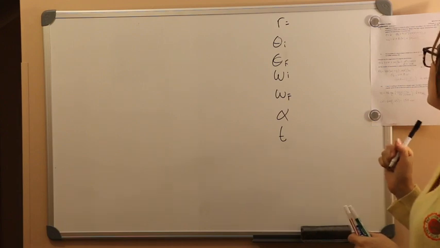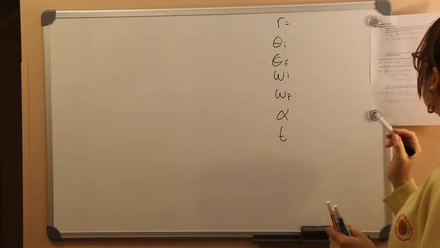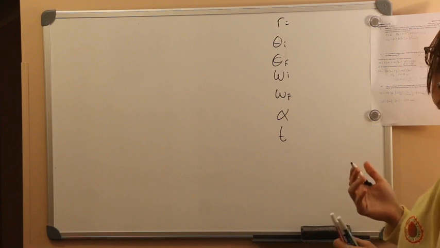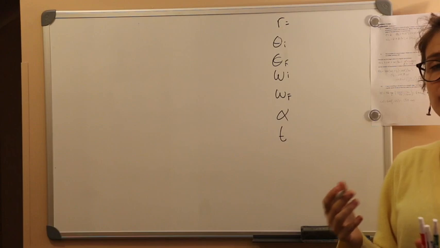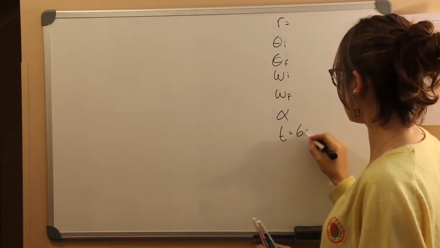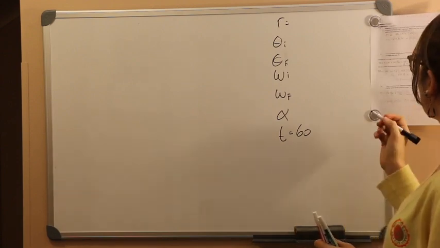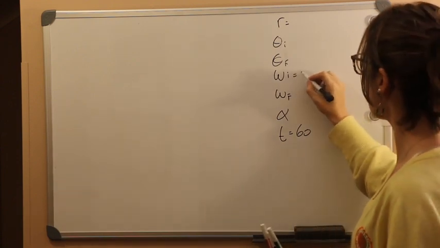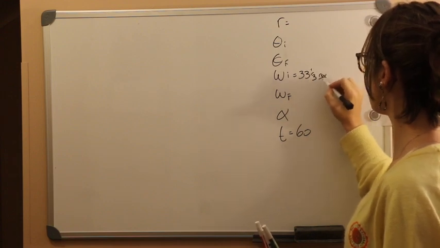So for problem 2 on our first set, it says there's a turntable record that rotates at a rate of 33 1/3 revolutions per minute. It takes 60 seconds to come to rest when you begin to switch it off. So we can put down our time as 60 seconds. That's known. We can put down our omega initial as 33 1/3 revolutions per minute.